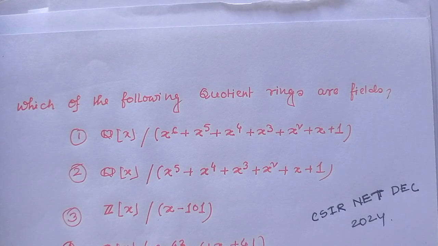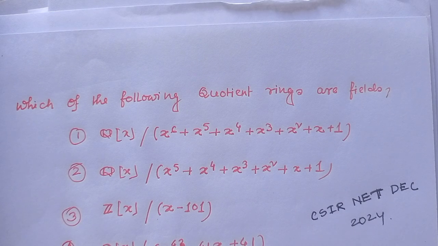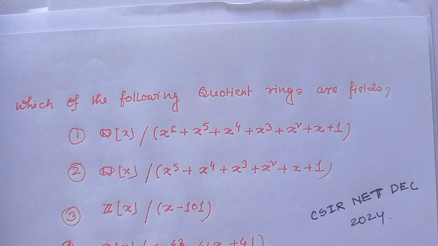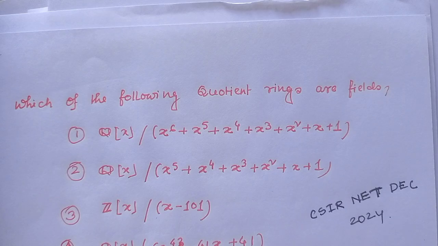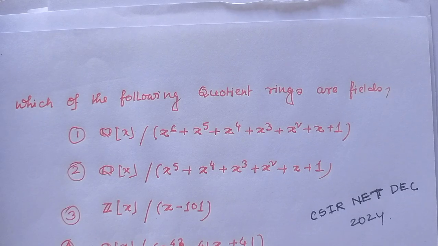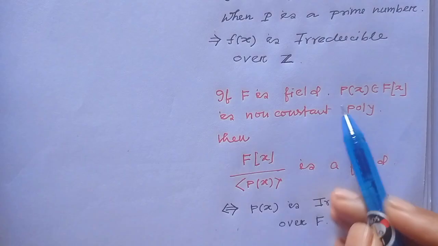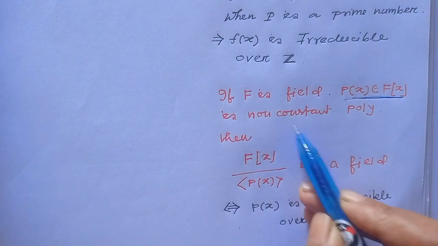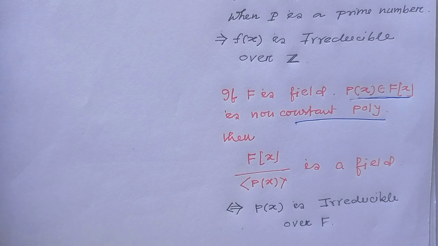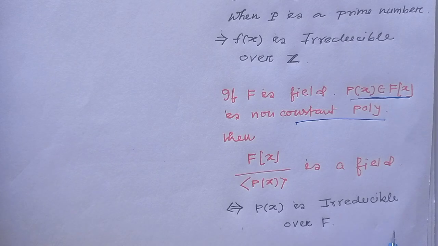Next question, which had come in CSIR NET December 2024 exam. The question is: Q[x] modulo x⁶ + x⁵ + x⁴ + x³ + x² + x + 1. Is this quotient ring isomorphic to a field? We all of us know this theorem: if F is a field and p(x) belongs to F[x] is a non-constant polynomial, then F[x] modulo the ideal generated by p(x) is a field if and only if p(x) is an irreducible polynomial over the field.